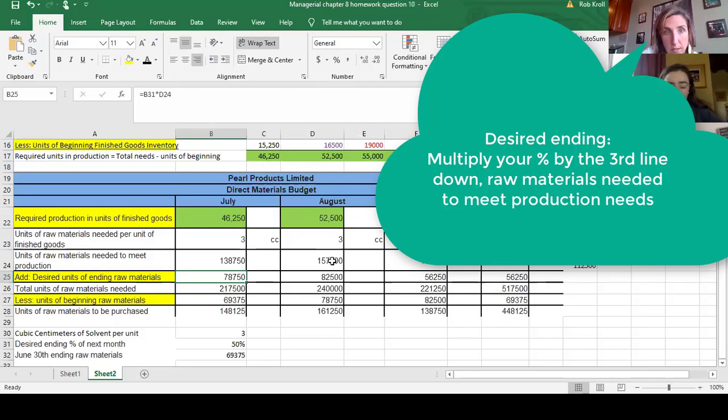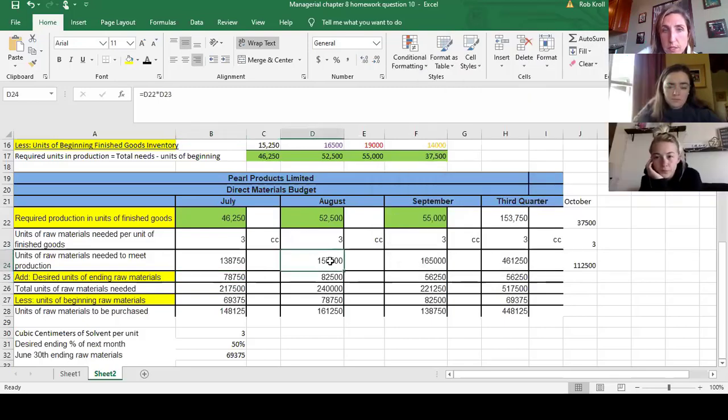Now here's the trick. Not by the top of the column on August. I want to have 50% of next month's raw materials. So here's the calculation for raw materials, right? I want to have 50% of that number. See, that number box is D24. So if I look at my formula, it's saying take 50% of next month's raw materials. Don't take 50% of next month's units. The top row is units. The third row down is raw materials.